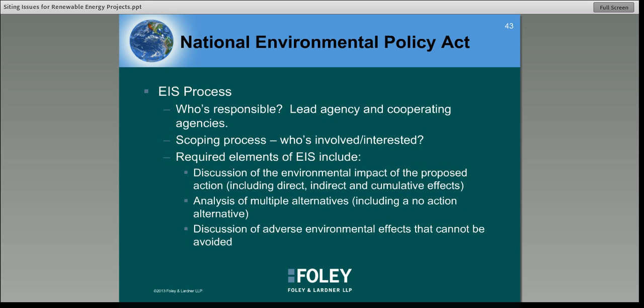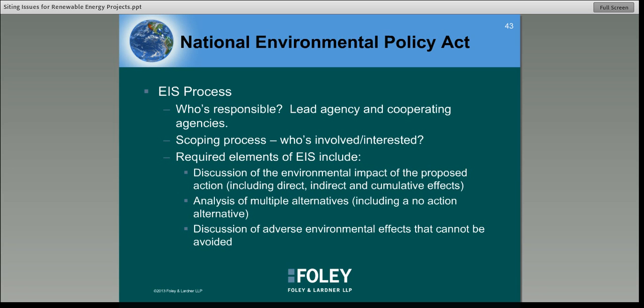So again, who's responsible? It's going to be the lead agency and cooperating agencies. Oftentimes, the lead agency is the lead federal agency, but cooperating agencies can be other federal agencies, and they can also be state agencies as well. So the NEPA process, one of the most important parts of it is the scoping process. Make sure that everyone who is involved has a stake, has a chance to participate. This is particularly important with NEPA because, as I indicated earlier, one of the main elements of NEPA is to provide the public with the opportunity to have access to this information and to participate.